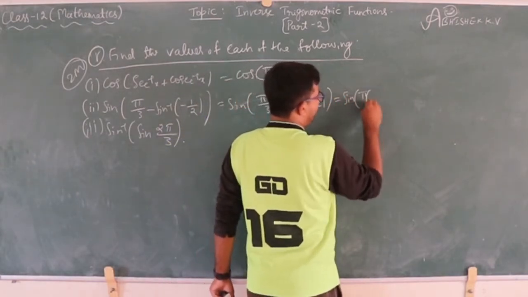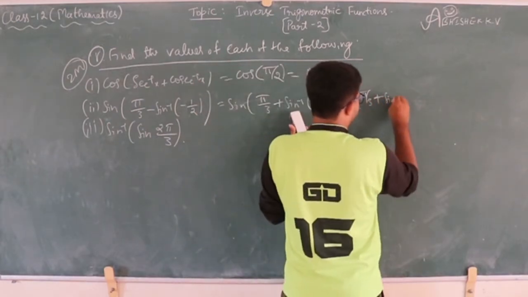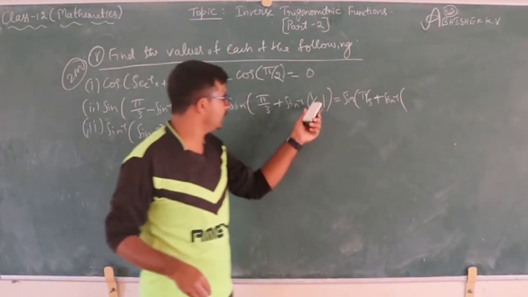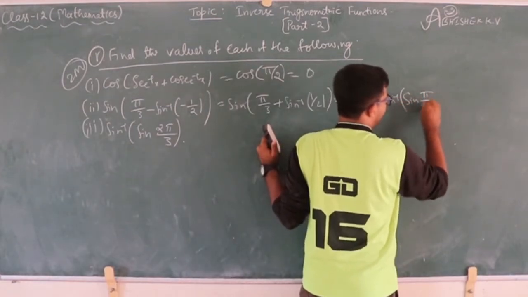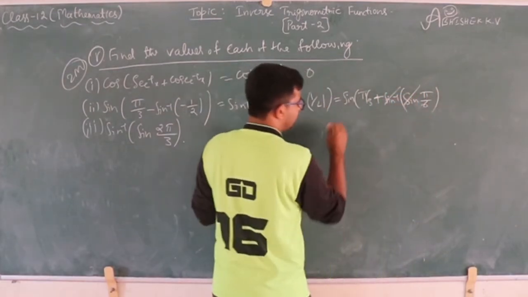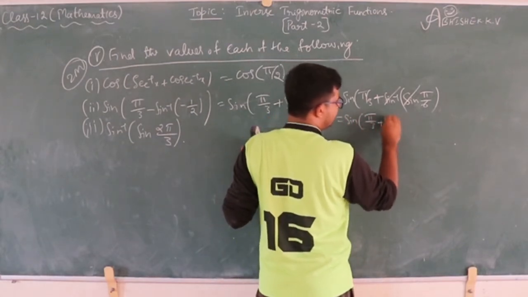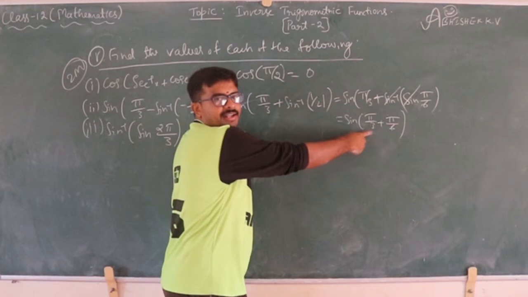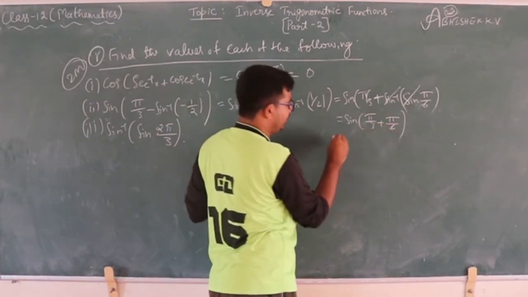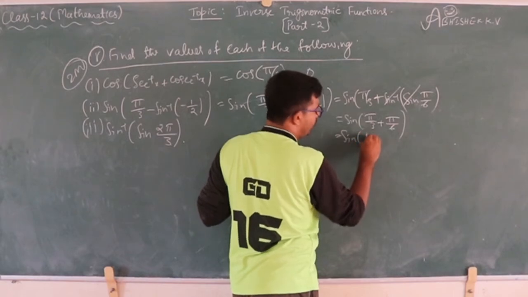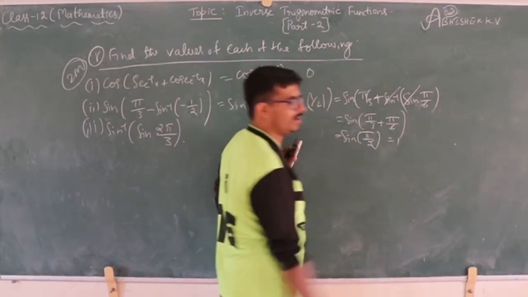Sin of pi by 3 plus sin inverse of, at which angle do we get 1 by 2 in sin? Sin of 30 degree. That is sin of pi by 6. Sin and sin inverse get cancelled. We are remaining with sin of pi by 3 plus pi by 6. That is 60 degree plus 30 degree. This is equal to sin of pi by 2. What is sin pi by 2? That is sin 90. This is equal to 1.